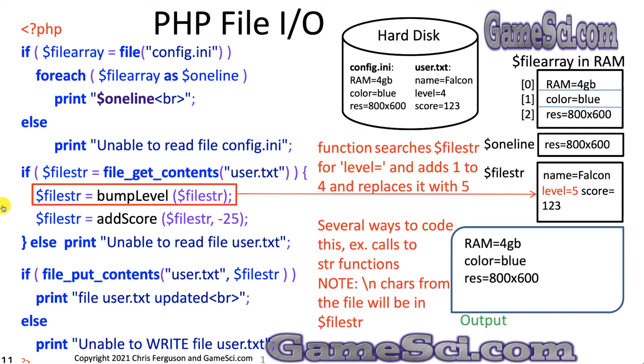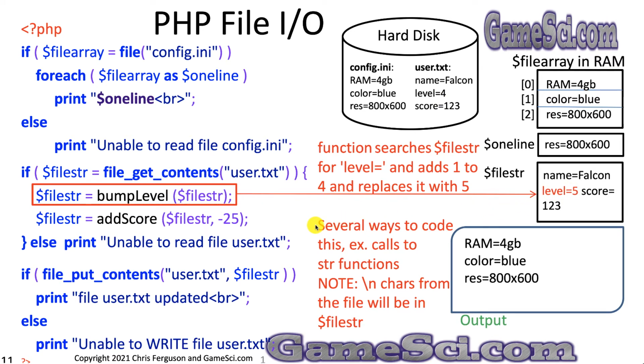Assuming file_get_contents works, let's go to the next line of code inside the if statement. It'll only come down here if the line above it worked properly and returned true. $file_str equals bump_level and pass it $file_str. The function searches $file_str for level equals and adds 1 to the 4 and replaces it with 5. I'm not showing this function, but it's a simple function that takes the level and bumps it by 1. It started out at level equals 4, and all this function does is change the 4 to a 5.